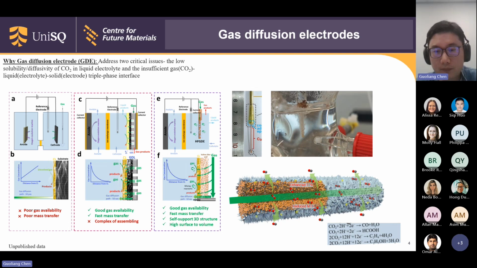Due to the configuration of the hollow fiber, the CO2 gas quickly diffuses to the active sites. It creates a lot of triple phase boundaries, where the reaction happens very fast. The CO2 gas with different electrons and protons will convert to different products. Here I list several: CO, formic acid, ethylene and alcohol.